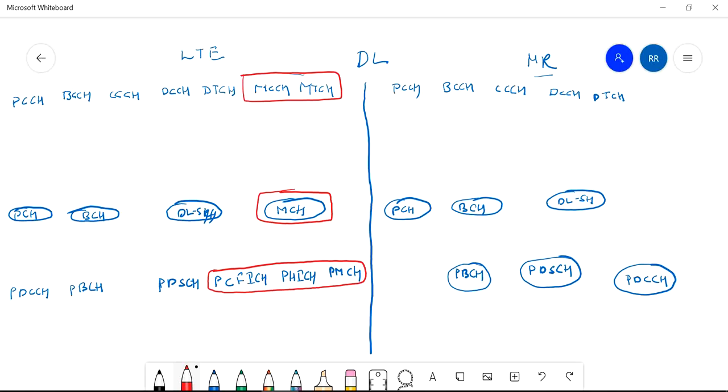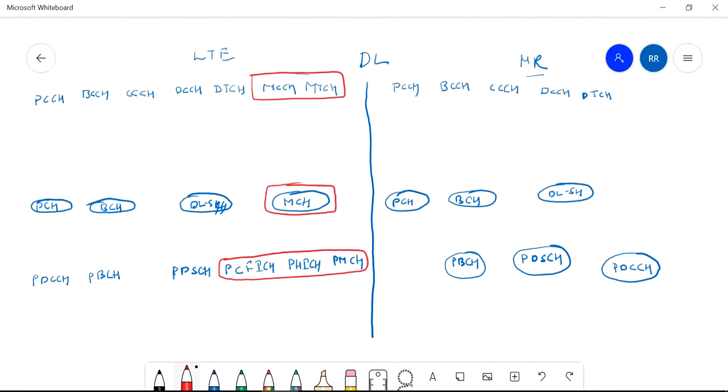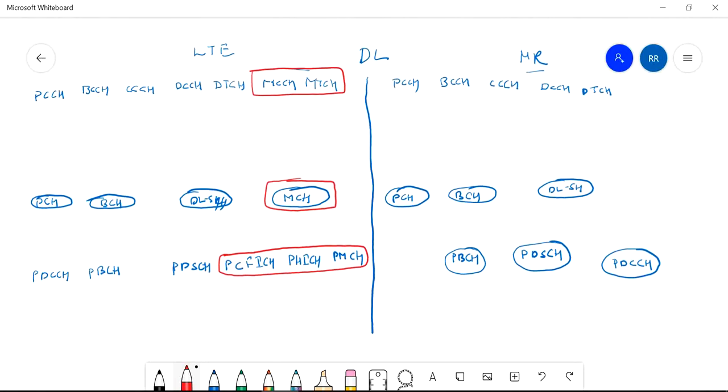Okay, this is the difference between LTE and NR logical channels, channel structure. The uppermost is the logical channel, these are transport channels, these are physical channels. Now you know how they are mapped. I will show you the mapping as well.